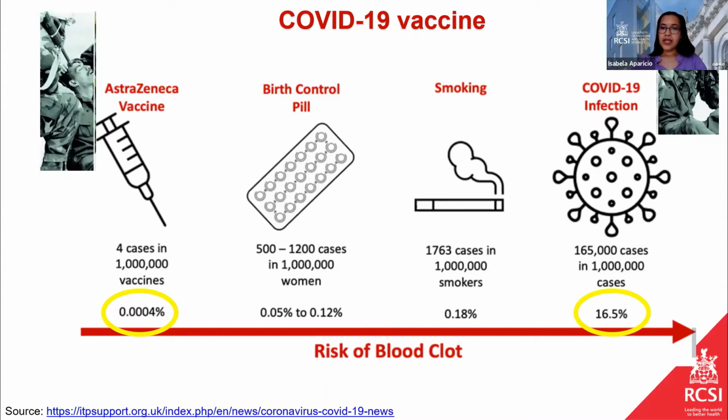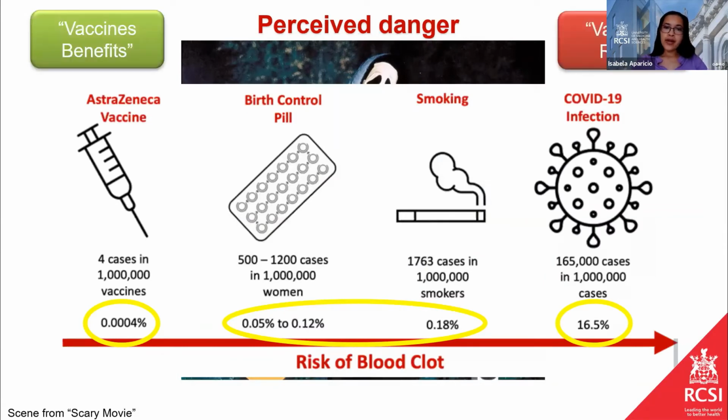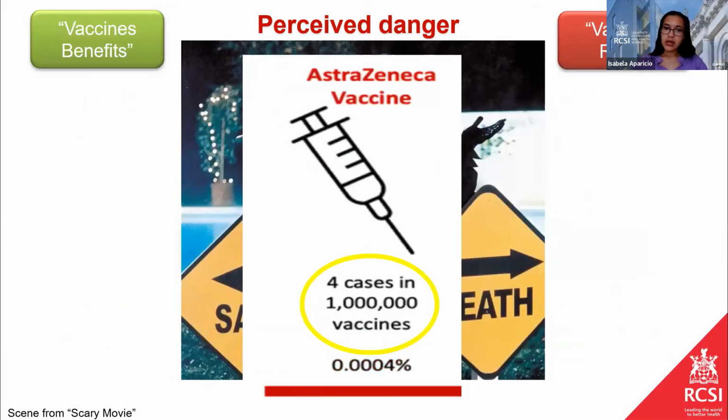And a lot of things are in between this. So just common things that we have in our daily lives, like smoking or birth control pills, have a far higher risk of blood clots than any vaccine. So this brings me back to this idea of perceived danger. What we are seeing is that despite the fact that we have far more evidence of the vaccine's benefits, we are only focusing on the risks and not analyzing the bigger picture.